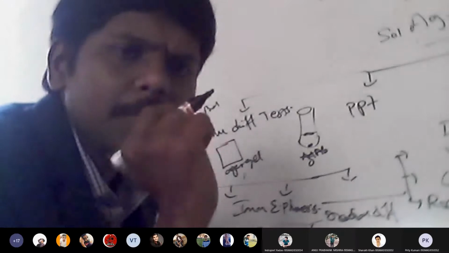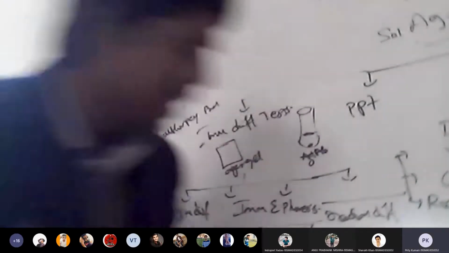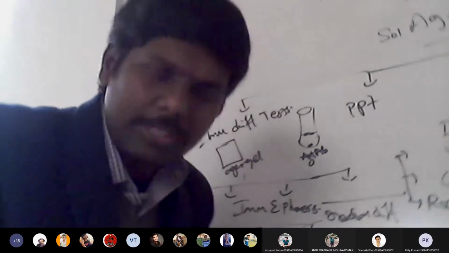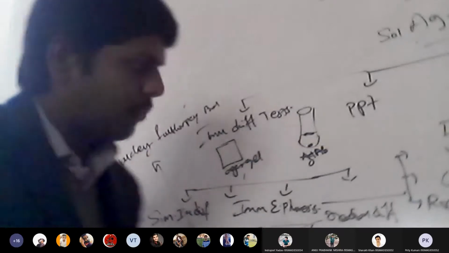Counter immunoelectrophoresis. Then we have one more test. Can anyone say? Two-dimensional, very good, Preeti. Laurell two-dimension immunoelectrophoresis, I suppose, right? It is Laurell, L-A-U-R-E-L-L, double dimension immunoelectrophoresis.